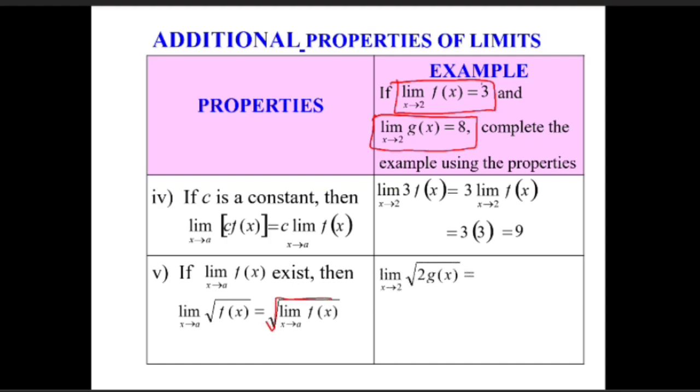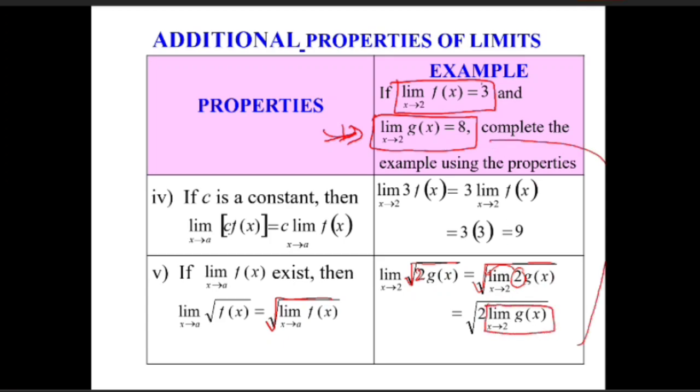Look at an example. Let's say we want to find the limit as x approaches 2 of the square root of 2g(x), but we only know the limit of g(x) as x approaches 2. So what we do is we apply the property, extend the square root over the limit, and then we have to bring the 2 outside, to the front of the limit, because the information given is only the limit of g(x). So we can only substitute in the value of 8 once it's in the same form.